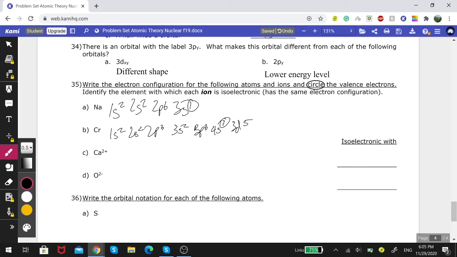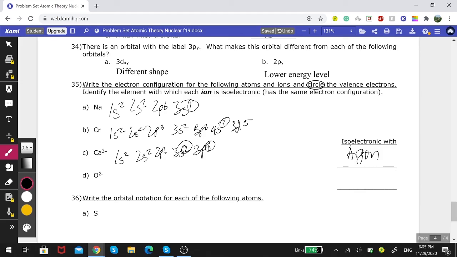Now Ca2+. Ca is 1s2, 2s2, 2p6, 3s2, and 3p6. Since it has 2 fewer electrons, it will have the same electron configuration as Ar, argon. 2+ means 2 electrons get taken away, which makes it more positive. The original Ca should end in 4s2, but since 2 electrons are taken away, you now have 3s2 and 3p6, and these two added together give 8 valence electrons.